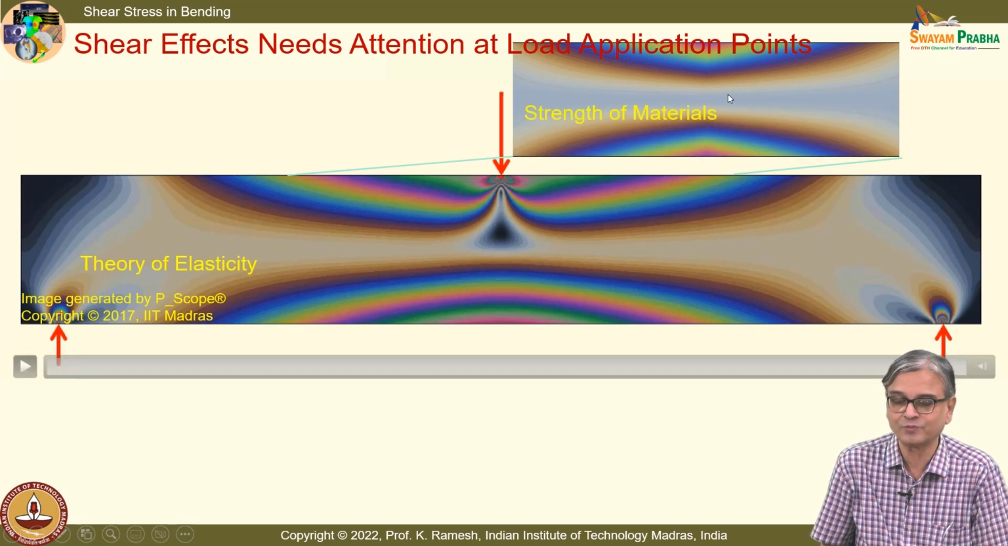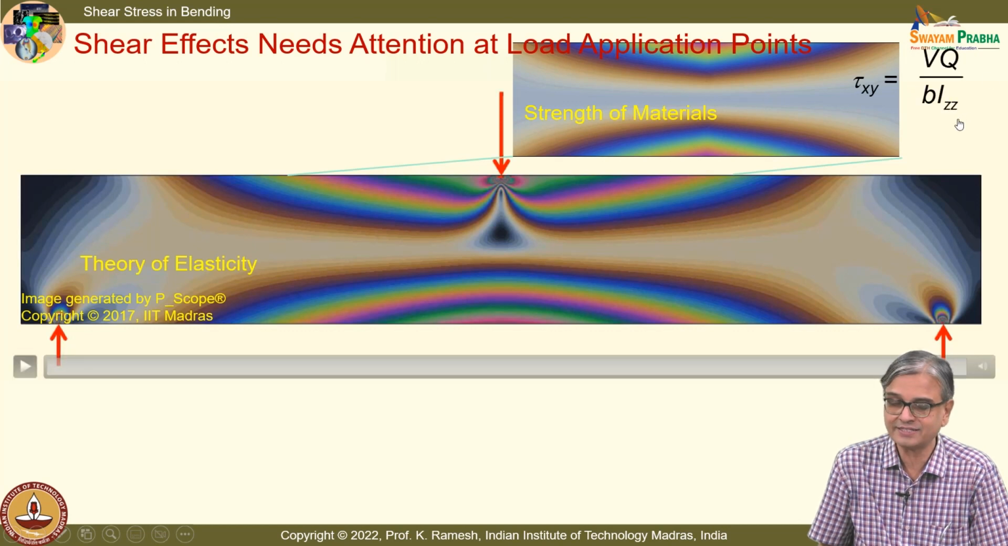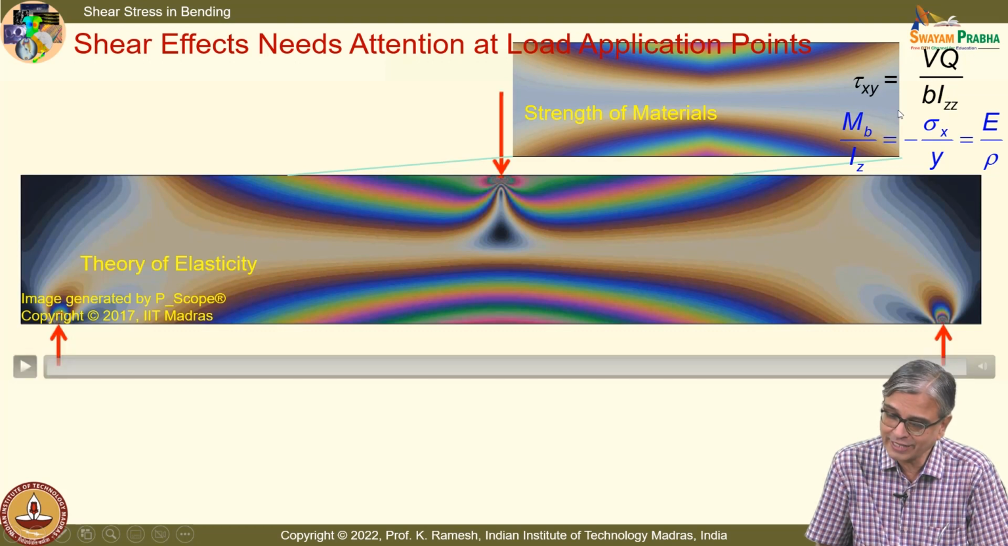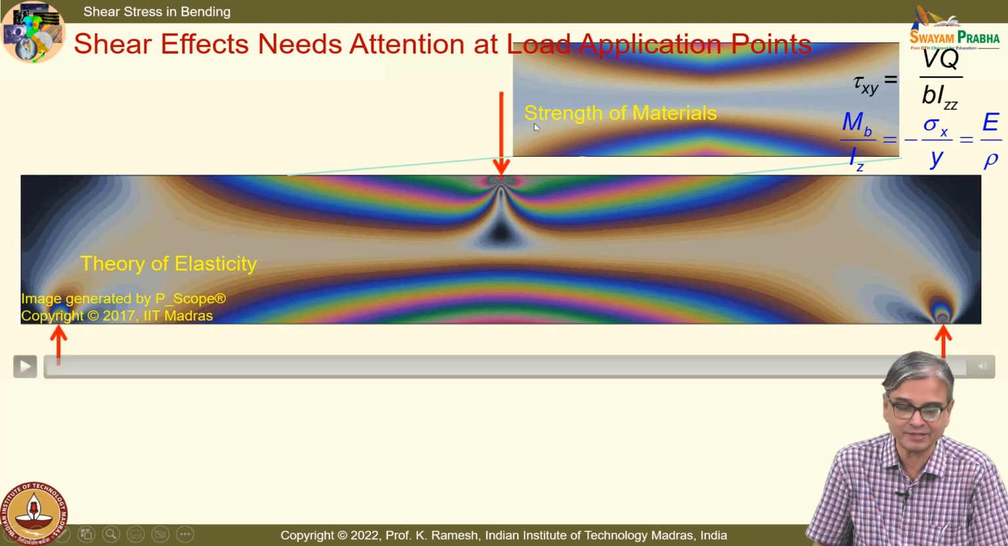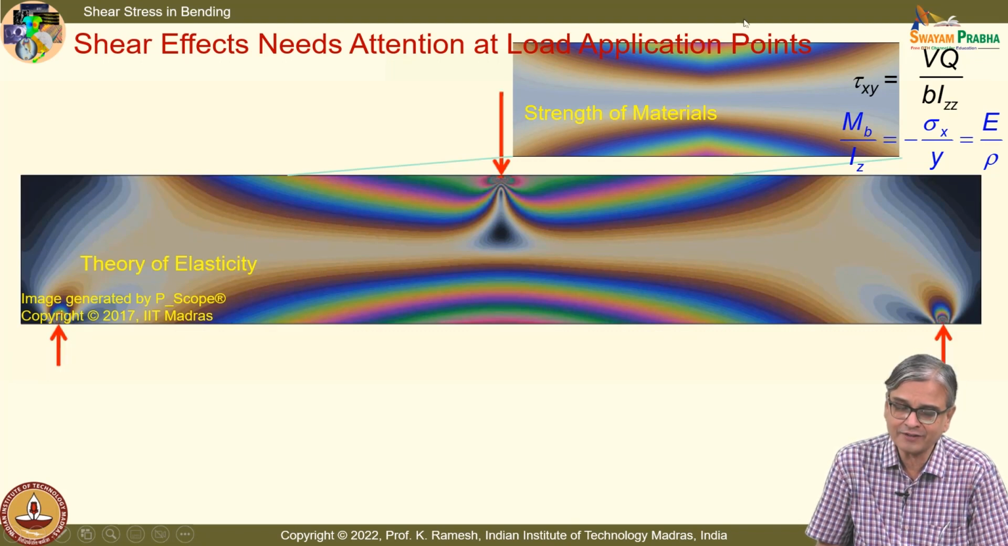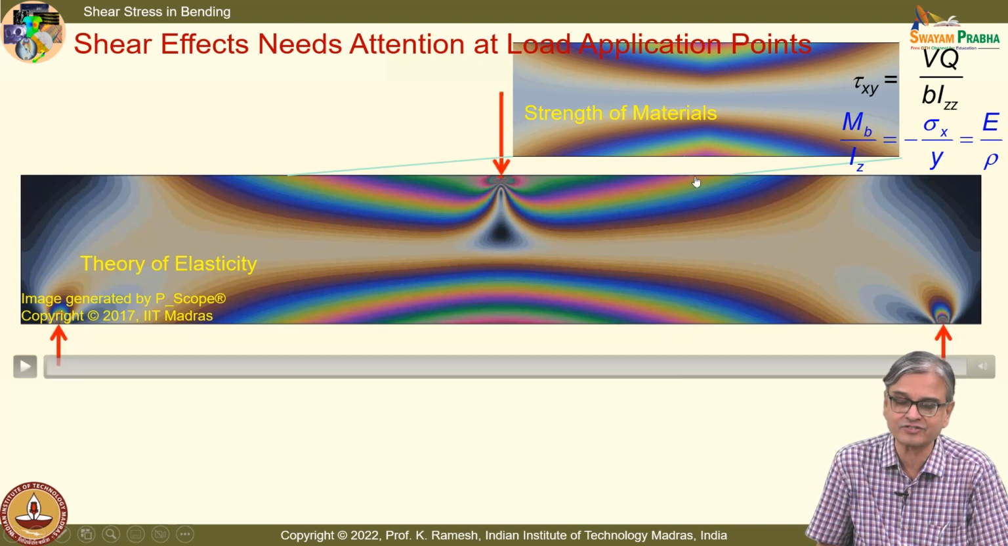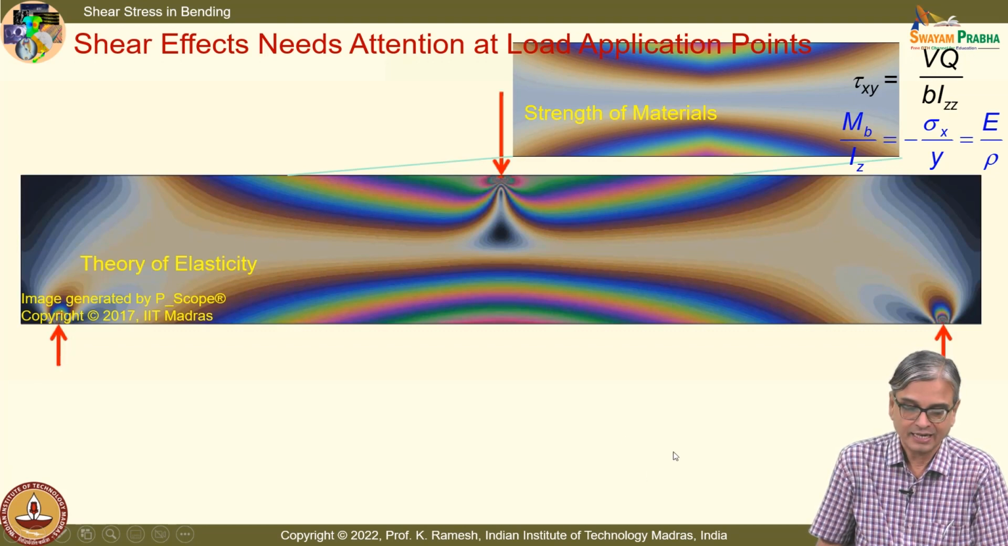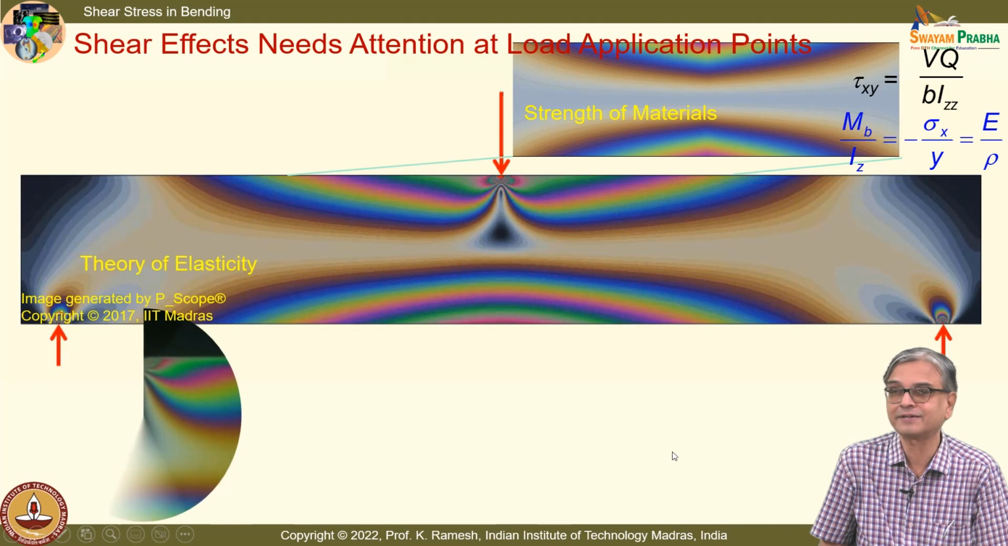That means you have learned shear stress is VQ by Ib, and your normal stress is My by Iz, equal to minus sigma x by y. From this you can calculate the normal stress. If I use this for the entire length of the beam in this zone, I find a marked difference between what I see in strength of materials, what I see in theory of elasticity. Let us look at what happens in an experiment.